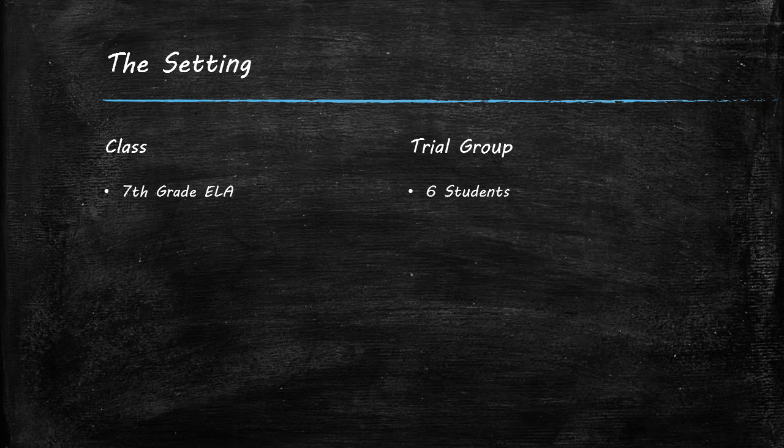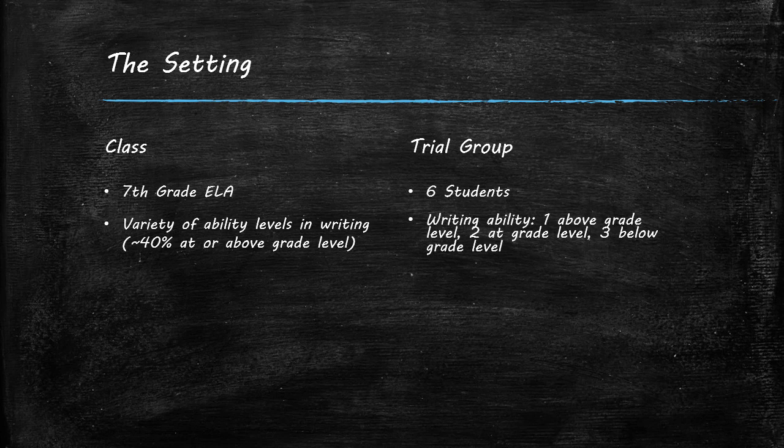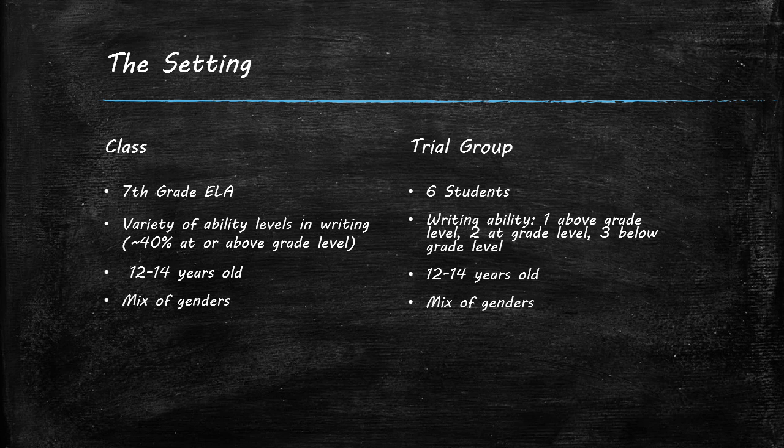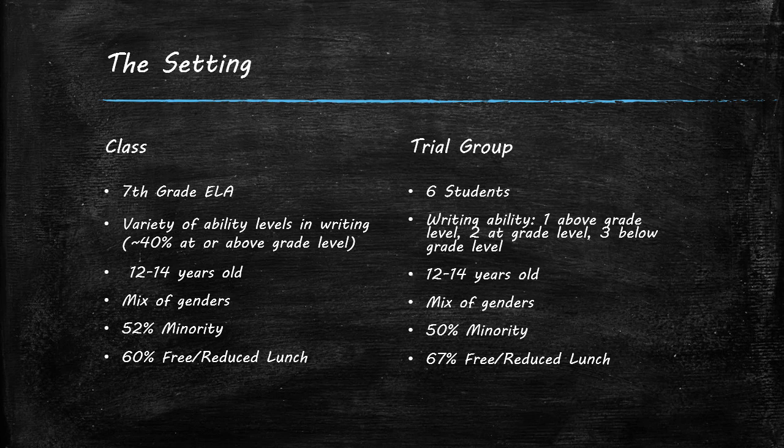Let's look at our student population and sample group. The students' ages range from 12 to 14. There's a mixture of genders, and approximately half of our students are minorities. The sample population chosen for this pilot of our assessment is about a quarter of the class. We have 6 students. 1 is above grade level in writing, 2 are on level, and half of them are below grade level. As you can see, this stratified sample is representative of the class at large.